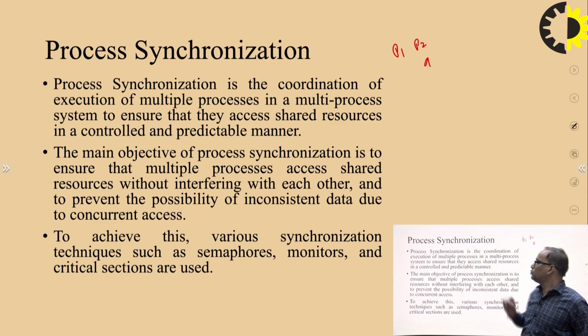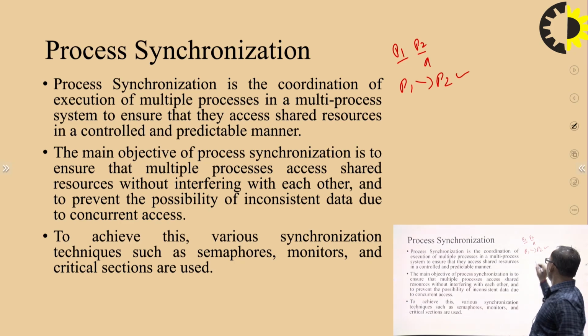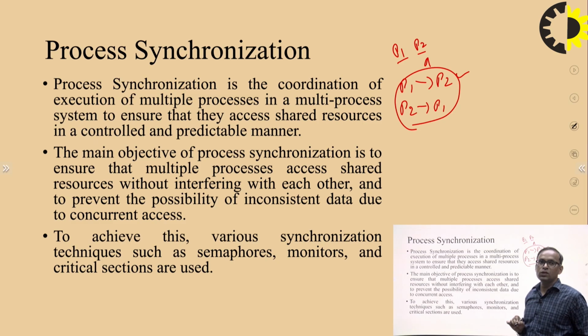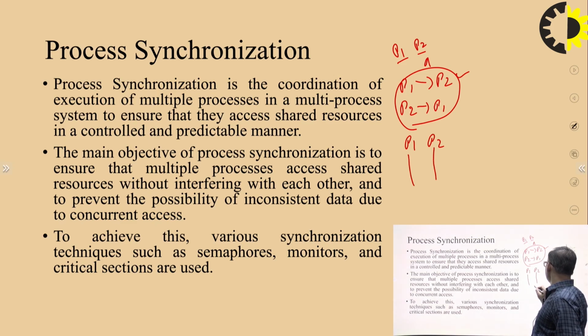Whenever these two processes execute sequentially, it means either P1 followed by P2, or P2 followed by P1. If the processes are executing sequentially, then there is no need for synchronization. We can apply synchronization, but there is no need. The need for synchronization arises when these two processes execute concurrently and want to access a common resource. In that case, there is a need for process synchronization, and different types of mechanisms are available for it.